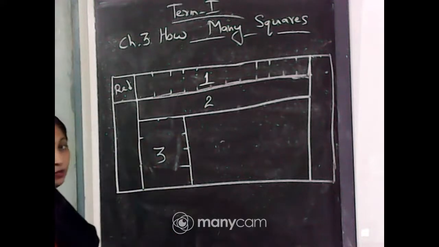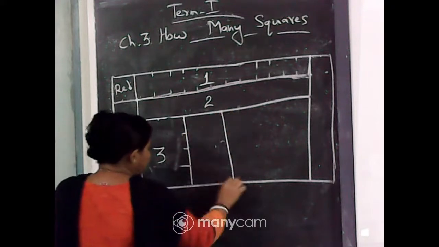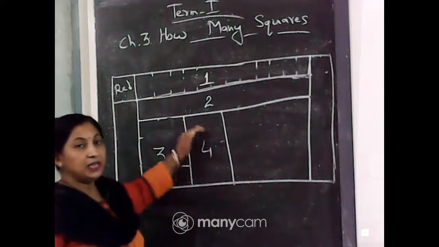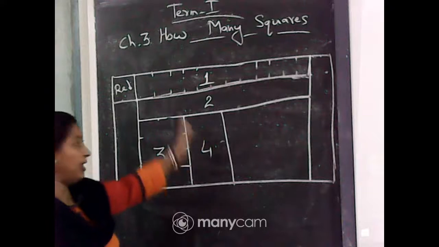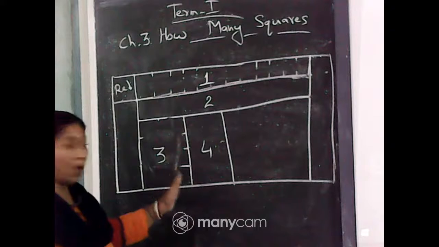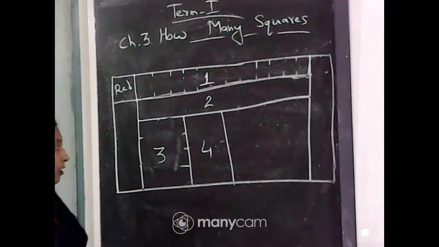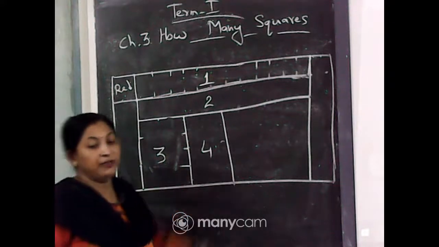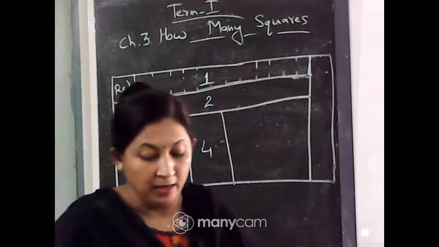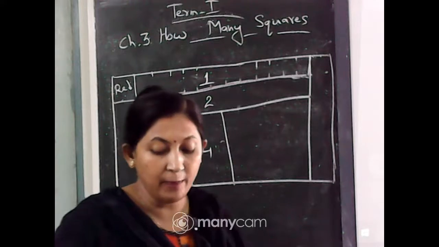Similarly, again count 3 squares: 1, 2, 3. This will be rectangle number 4. It has 3 squares in the horizontal way and 4 squares in the vertical way. When you count, you say 3 squares horizontally, 4 squares vertically. So this is the fourth rectangle which has 12 squares inside. Is that clear?